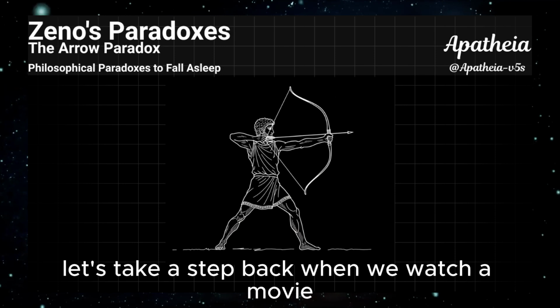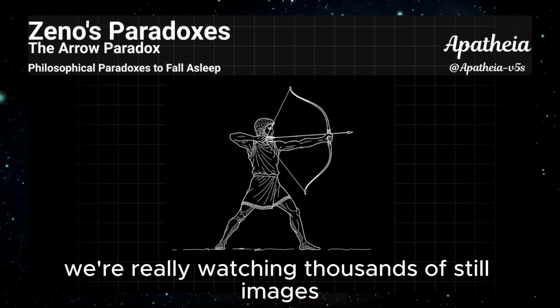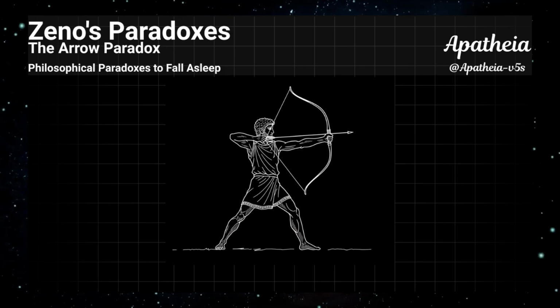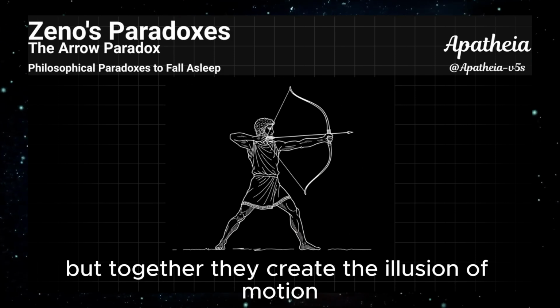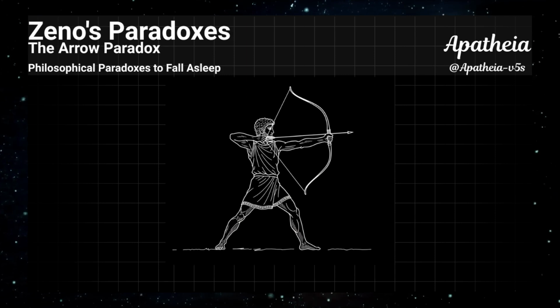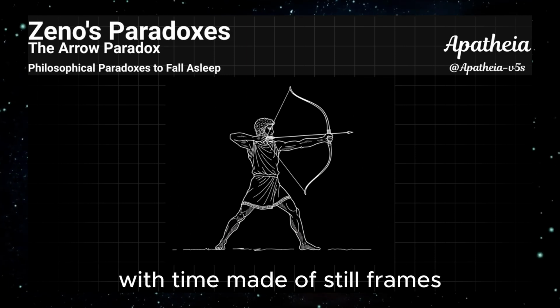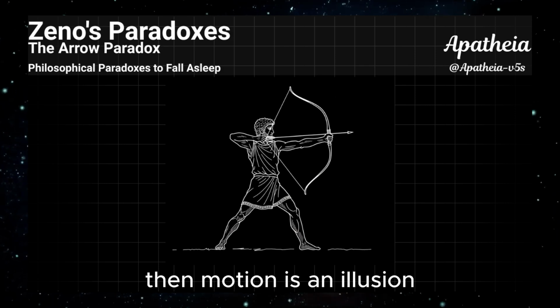Let's take a step back. When we watch a movie, we're really watching thousands of still images played quickly, one after the other. Each frame is frozen, but together they create the illusion of motion. Zeno's paradox says, if reality works the same way, with time made of still frames, then motion is an illusion.